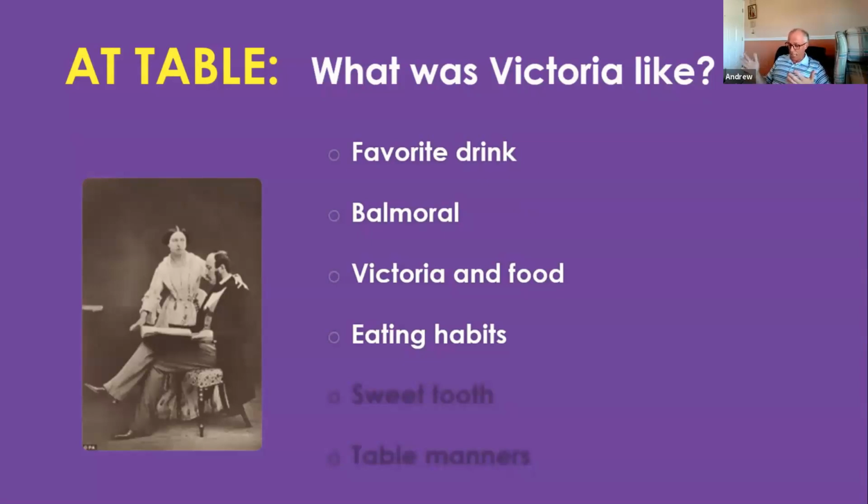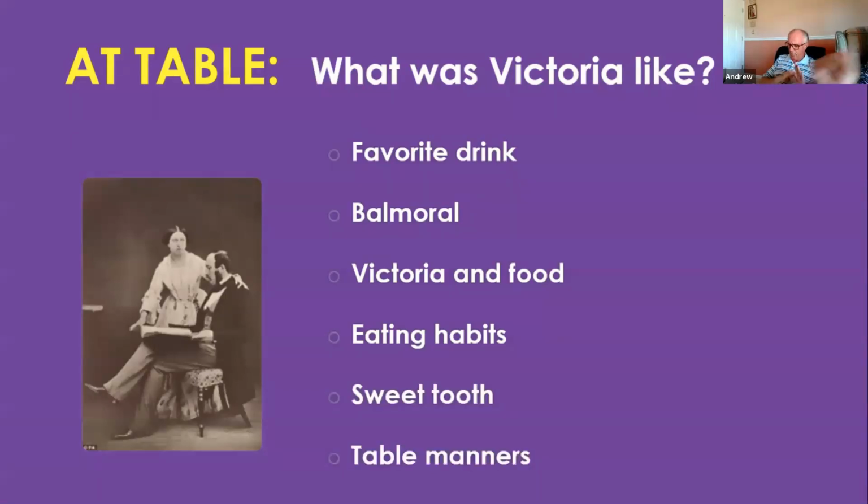So what did she like? She has a very sweet tooth. She likes tarts. She likes cakes. She likes profiteroles. She likes buttered toast. Any of those. Albert liked rice pudding. Actually, I like rice pudding too.